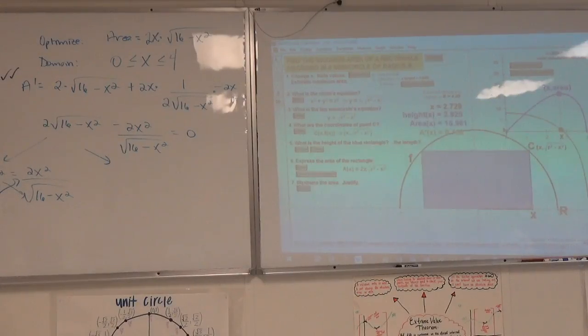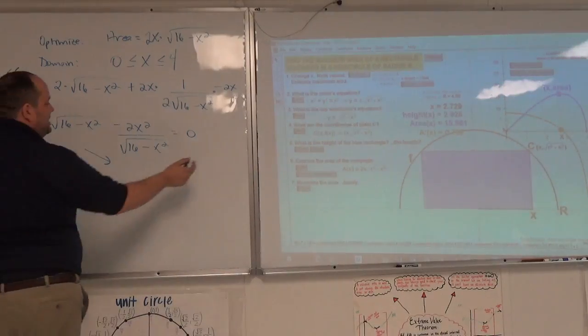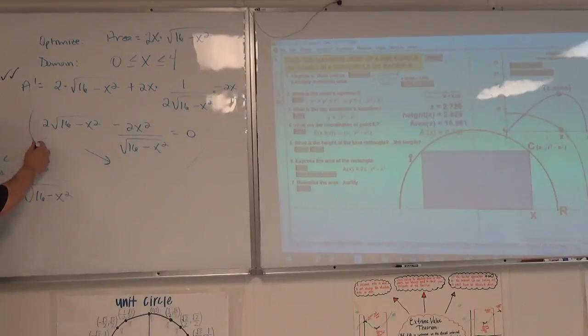Another option, join my gang, we talked about this the other day. Fraction killers. To be a fraction killer, all you need to do is look at this equation over here and tell me what's the common denominator. The common denominator, there's only one, must be square root of 16 minus x squared. Multiply everything through by the common denominator.